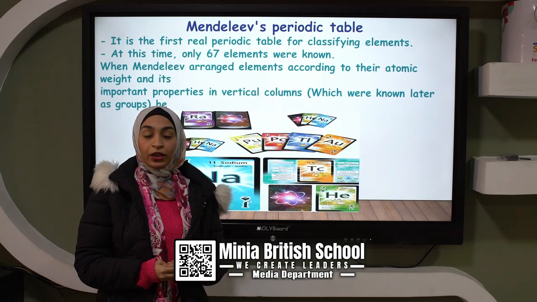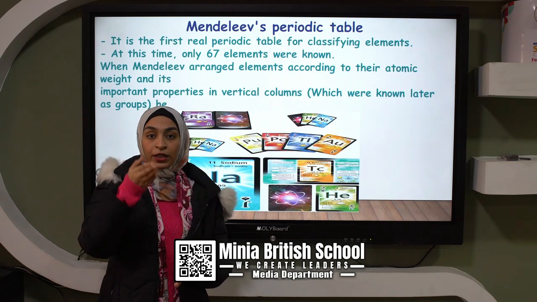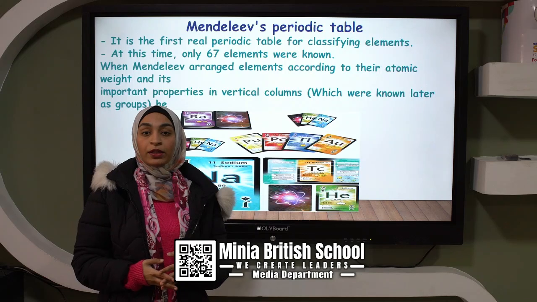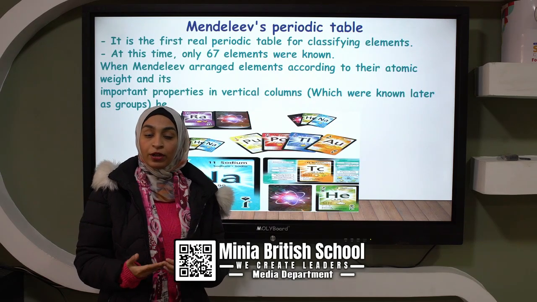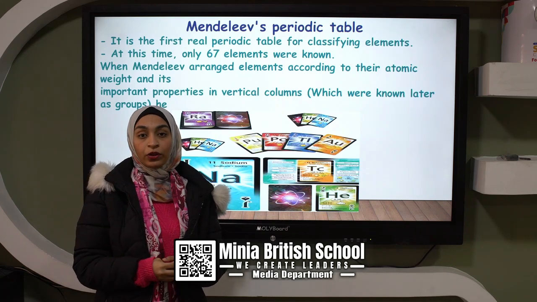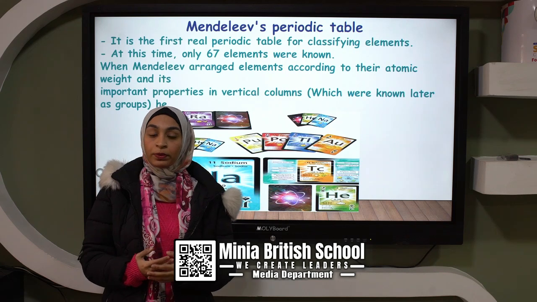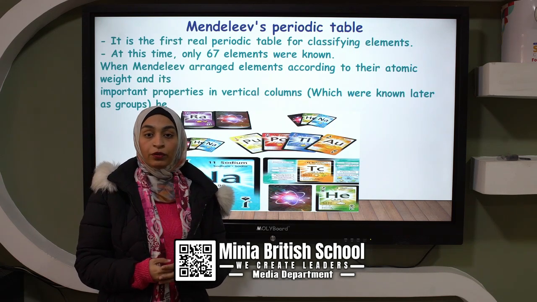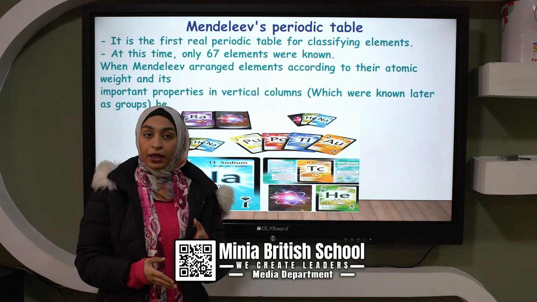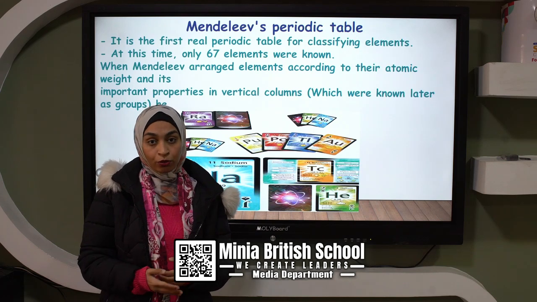And he said that the elements that have the same properties are put in vertical columns and called groups. And the elements that have similar physical properties are put in horizontal rows and called periods. He also dealt with isotopes, and we said that isotopes are different forms of the same element which have the same atomic number but different mass numbers, so they have different numbers of neutrons.